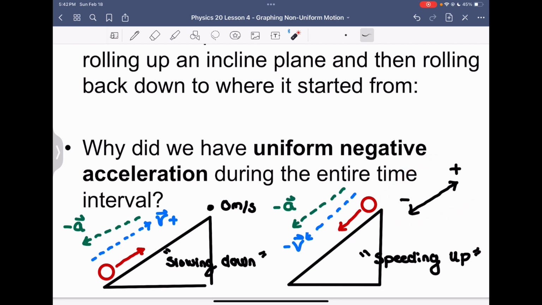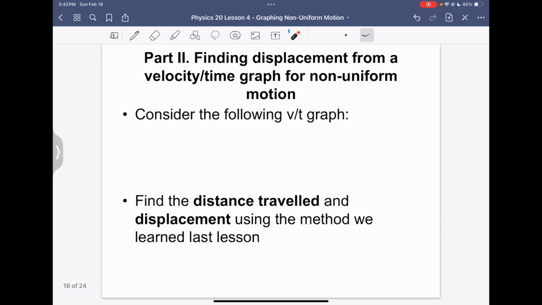So therefore, if they're both negative and they're both going the same direction, aka the negative direction, it's speeding up. If one of them is going up and the other one is going down, like situation 1, it is slowing down. All right, now consider the following V versus T graph.